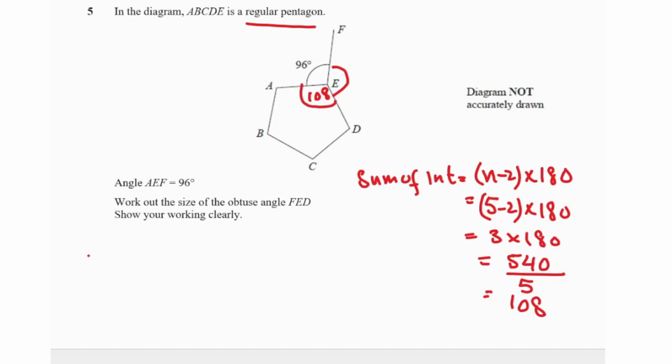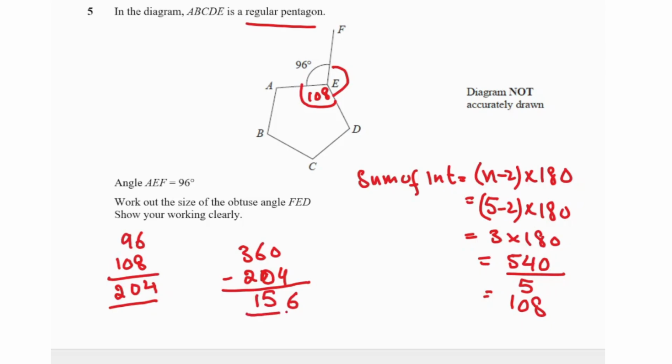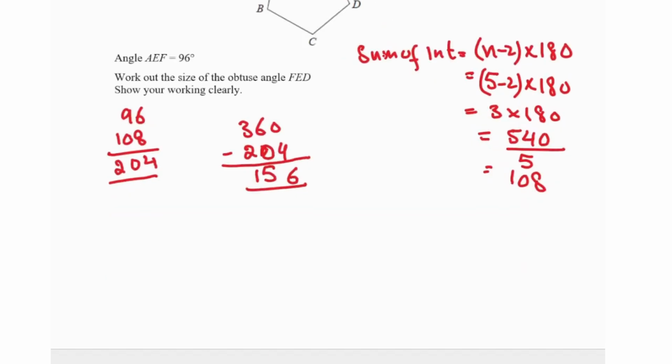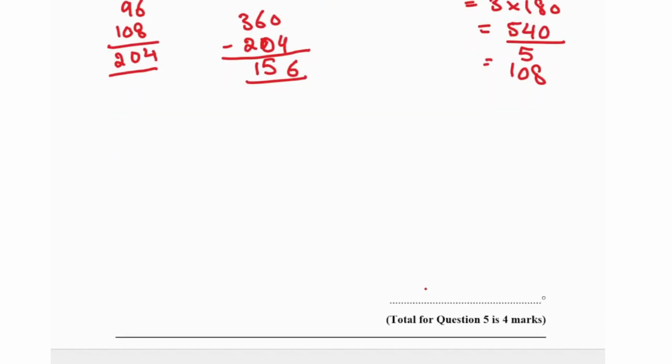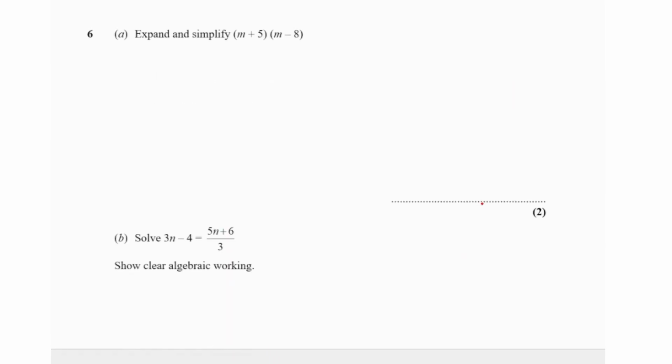And we know that angles around a point is equal to 360. Let's add this 96 plus 108. 8 plus 6 is 14. 9 plus 1 is 10. So this is 204. So now we're going to do 360 minus 204. That will give us 156. So angle FED is 156 degrees. We're going to write down our final answer as 156 degrees. Okay. Let's move on to the next question, number 6.